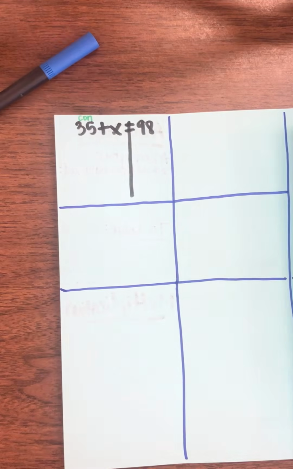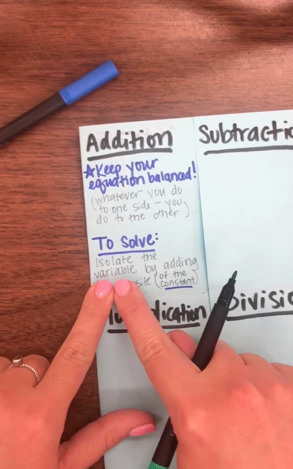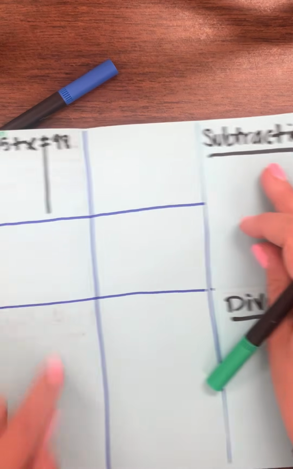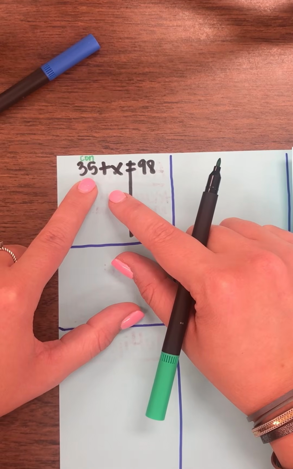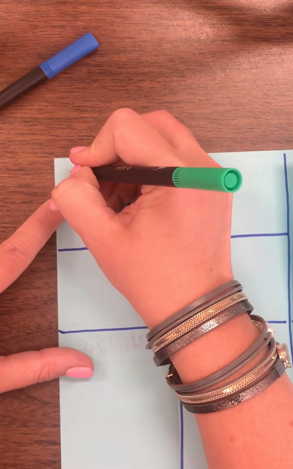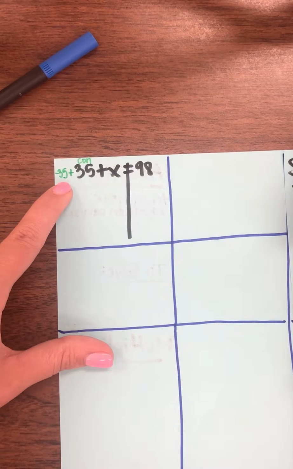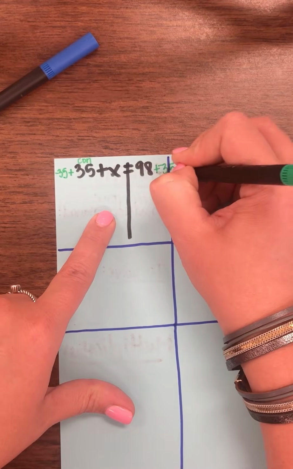So that we know that's our constant. And what our steps say is to isolate the variable by adding the opposite of the constant. So if the constant is 35, think in your head, what's the opposite of 35? Hopefully you said negative 35. So I'm gonna add a negative 35 over here. Whatever I do to one side, I do to the other.